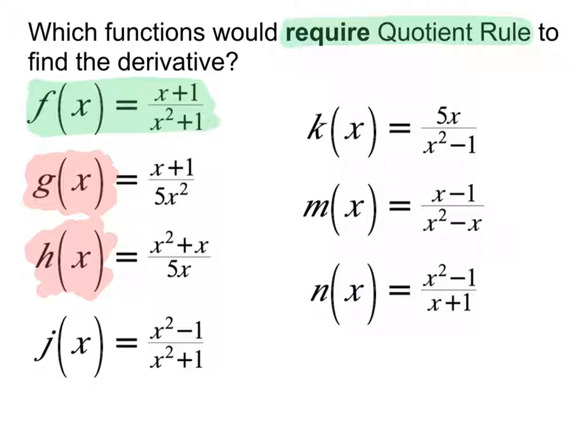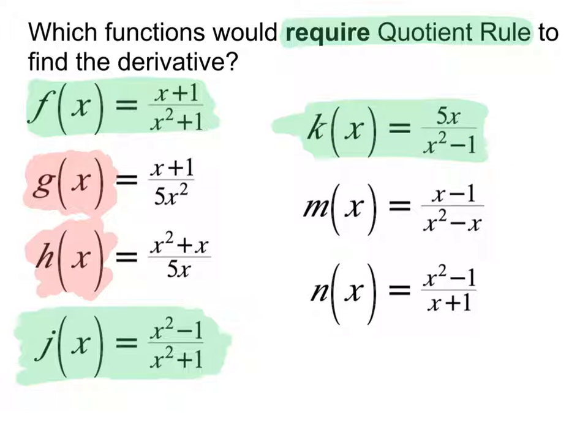All right, j of x. Do you need quotient rule for j of x? Yes, we do. Now, it's actually pretty close to not needing it, but it does need it. Oh, we've got to switch over there. There we go. And so, yes, we do need quotient rule for this one. All right, k of x. For k of x, yes, we would need quotient rule there. So, for k of x, we would need quotient rule.